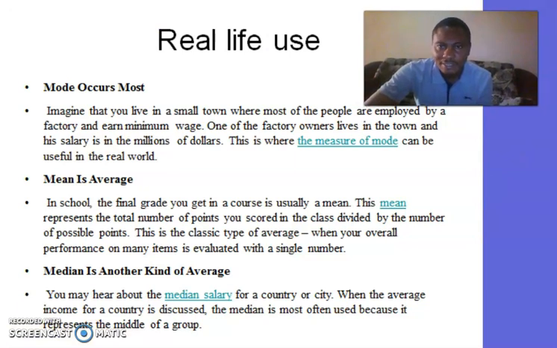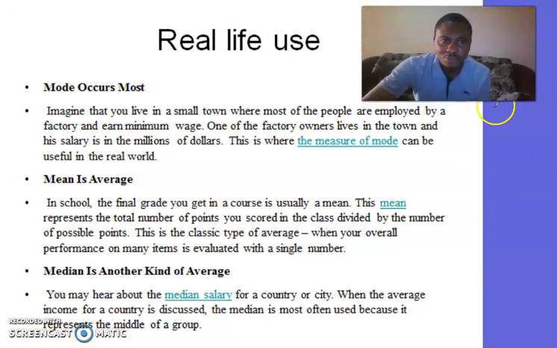So we're looking at now the real life use. Imagine that you live in a small town where most of the people are employed by a factory and earn minimum wage. One of the factory owners lives in the town, and his salary is in the millions of dollars. This is where the measure of mode can be useful in the real world. The number that occurs most frequently.